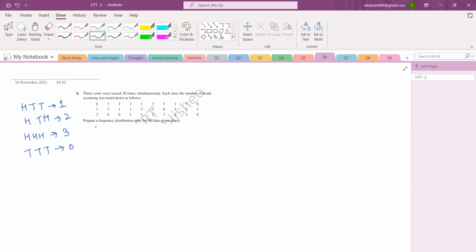Fine. Now it says prepare a frequency distribution. So now look carefully. It's not saying a grouped frequency, only a frequency distribution table. There's no further question. You just have to make a table. Now it's very easy. So you write number of heads, because what is given to you are the number of heads. So you have either 0 head, 1 head, 2 head, or 3 head. This is the maximum possibility. And then your tally and then your frequency. So quickly do it. This one is very easy.